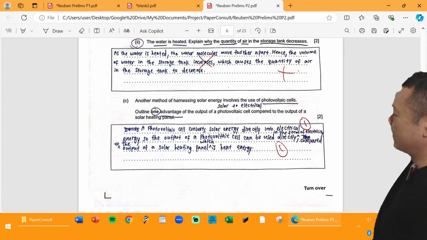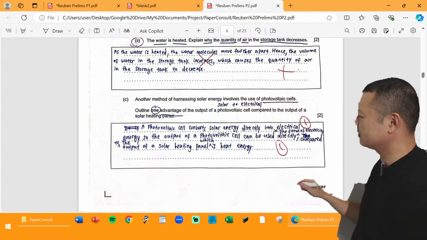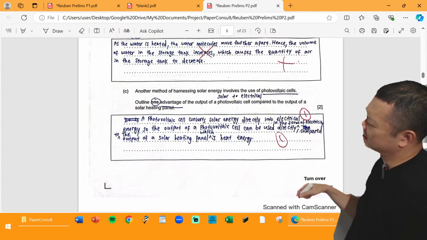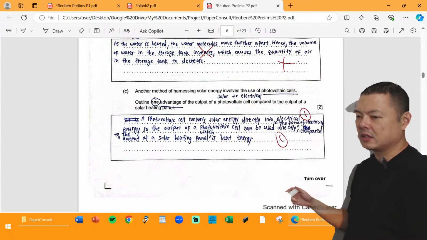The advantage of photovoltaic cell. Can store lor. I think you can store lor. Eh? Who asked me this question? You may? After the test, you asked me this question. Okay, okay.